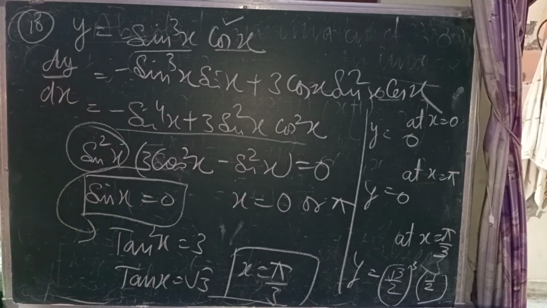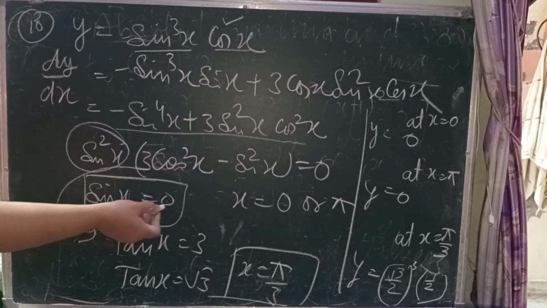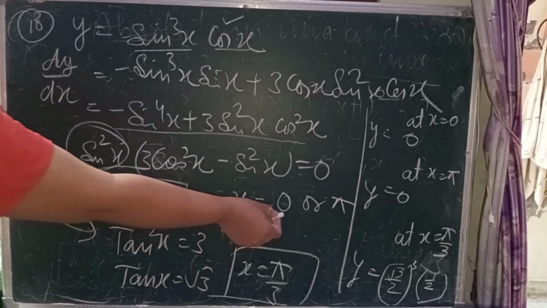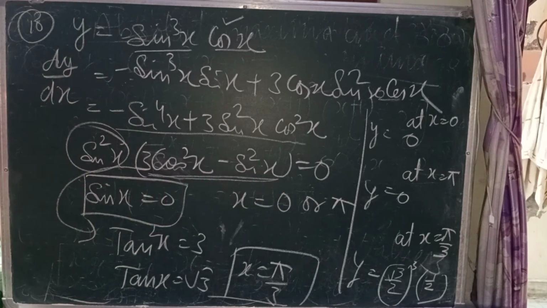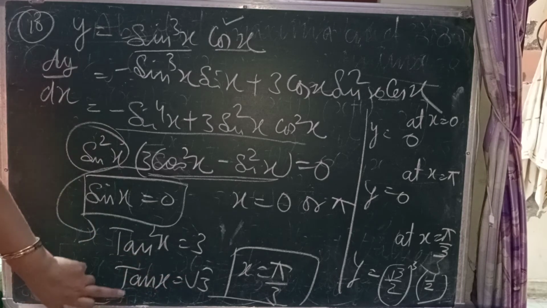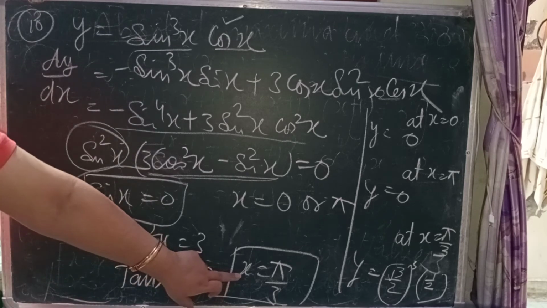Once sine square x is 0, that means sine x is 0. So where is sine 0? It's at 0 degree and 180 degree, that means 0 and pi both we have taken. Then this other factor I have kept equal to 0, so I got tan square x is equal to 3. So we can write tan x is equal to under root 3. As we know that under root 3 is at 60 degree. 60 degree means pi upon 3.